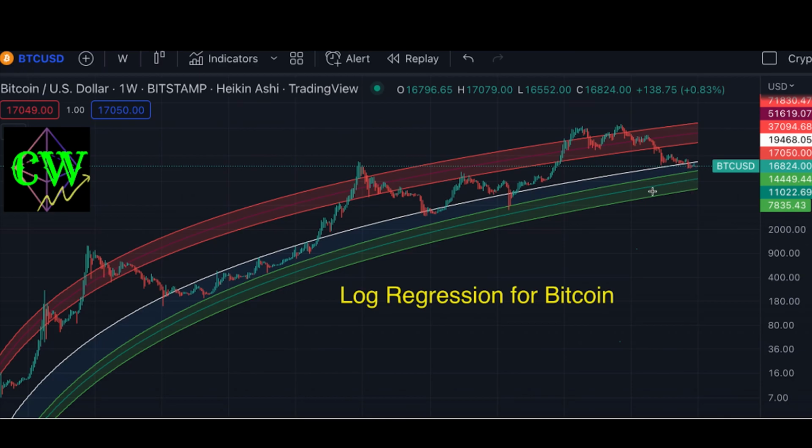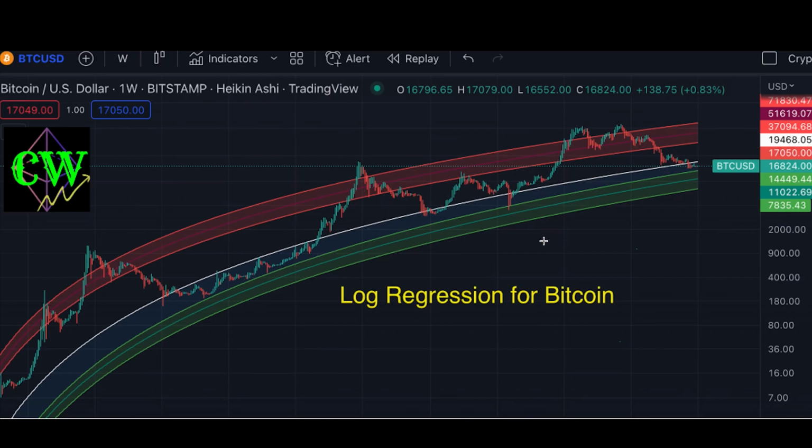And this particular perspective of logarithmic regression for Bitcoin may be more useful in the future, because as Bitcoin matures, and as we know that logarithmic regression gives us exponential gains in the initial days of an asset, as the asset matures, the gains kind of flatten out, but that also gives us less volatility in the asset. So it's like a trade-off between volatility and exponential gains.